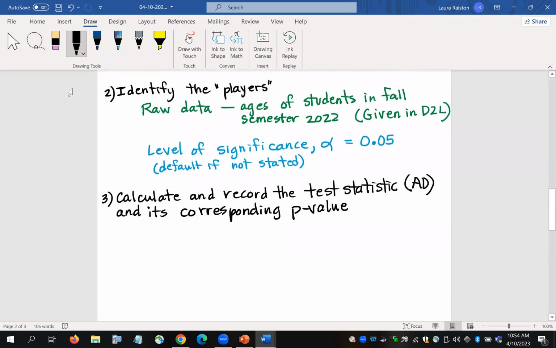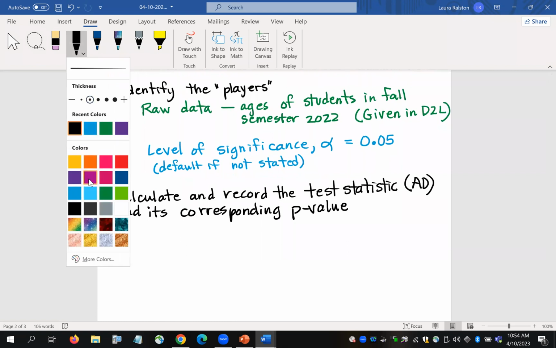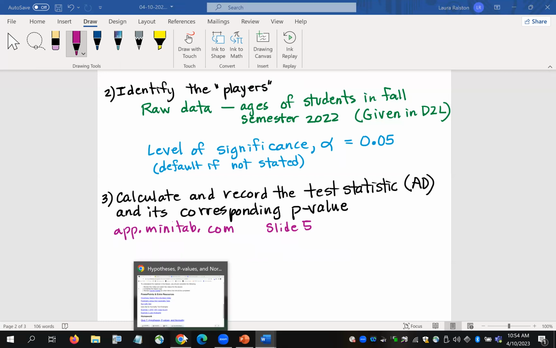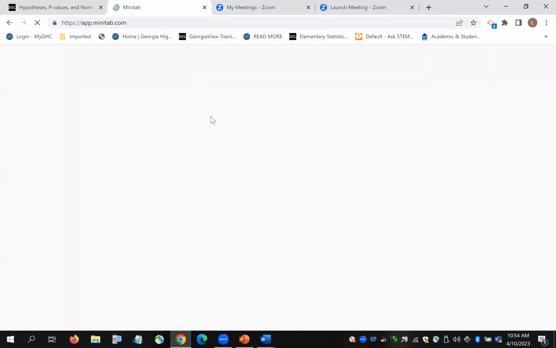Okay. To do this calculation, we use app.minitab.com. The keystrokes were on slide 5 of the PowerPoint. But before I can do anything, I've got to get my data into Minitab. So let me get Minitab opened up. I had it opened earlier, but I bet it's gone to sleep.